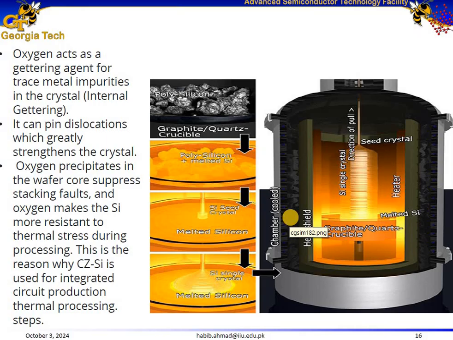Also, the presence of oxygen makes the Czochralski grown silicon highly resistant to thermal stress, which is critical in the manufacturing of integrated circuits. So, due to the enhanced mechanical and thermal properties imparted by oxygen, Czochralski's grown silicon is preferred for integrated circuit production, especially in processes involving high temperature steps.